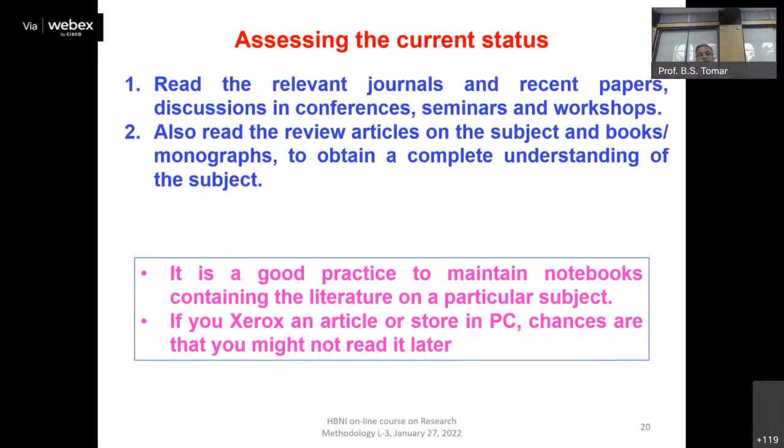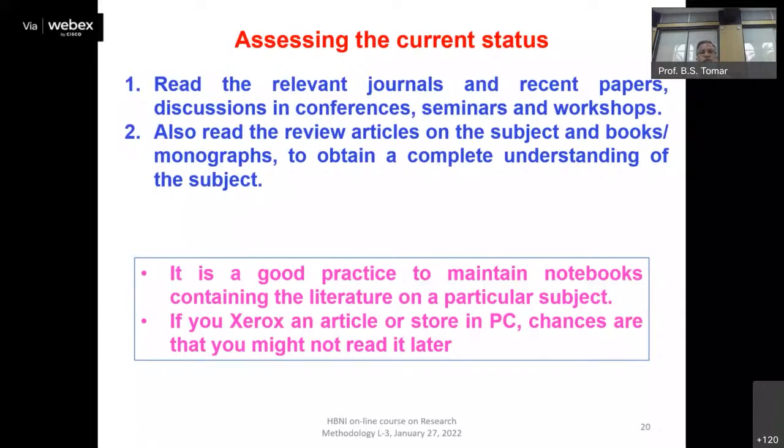Even some of the papers may be published and discussed in conferences, seminars, and workshops. Sometimes Google gives you the information that papers are published in conferences, but conference proceedings may not be reachable. But if you do a good literature survey and read the review articles in your area, you will come across this conference literature also.